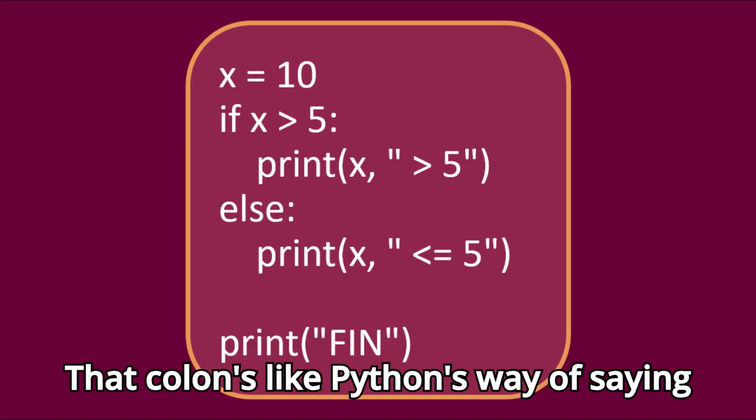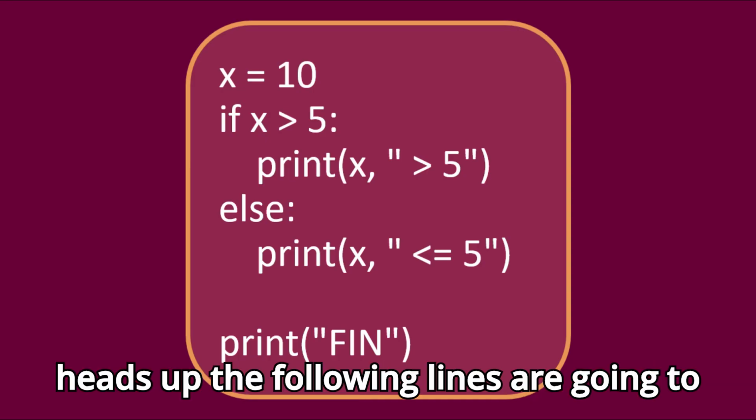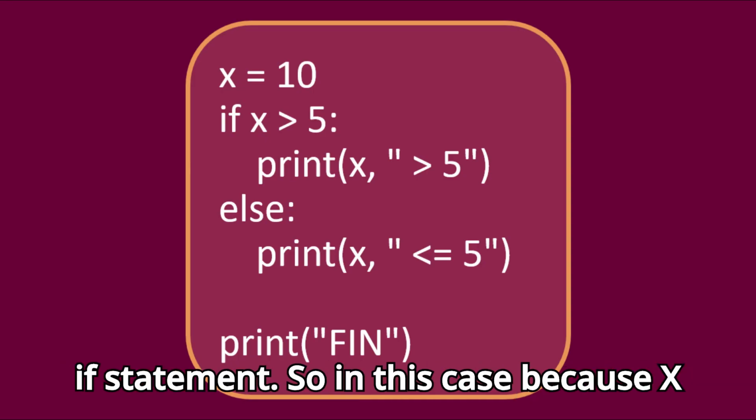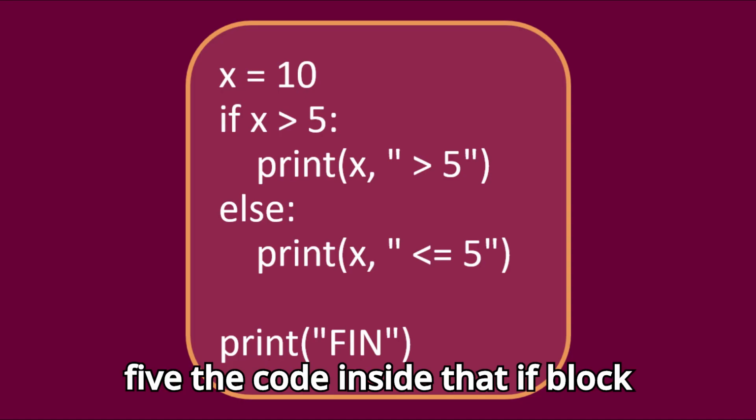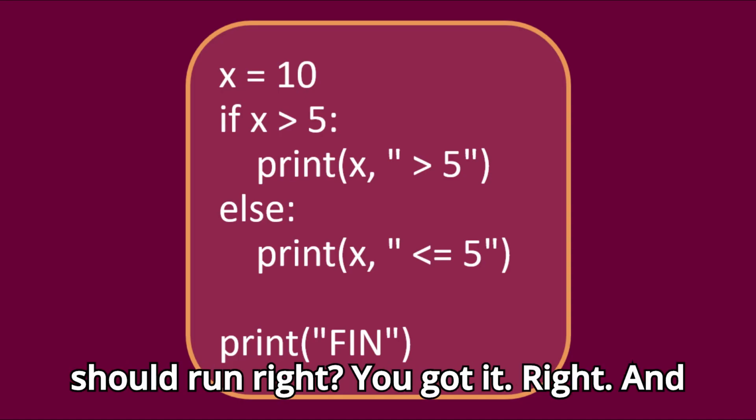That colon's like Python's way of saying, heads up, the following lines are going to be indented and they're all part of this if statement. So in this case, because x is 10, which is definitely greater than 5, the code inside that if block should run, right? You got it.